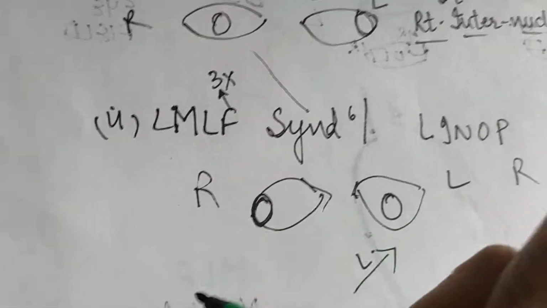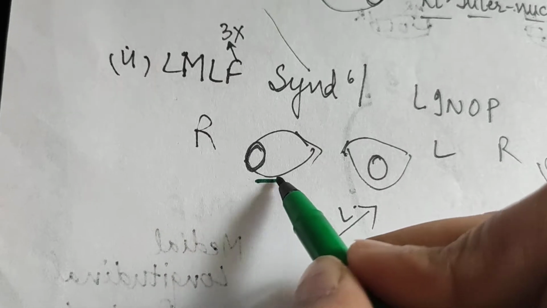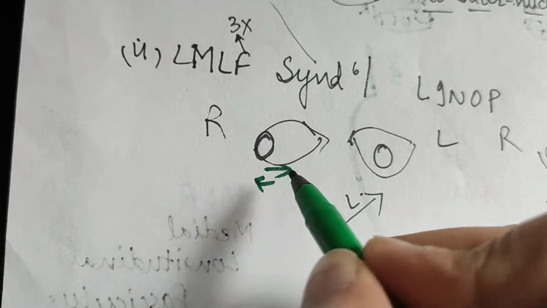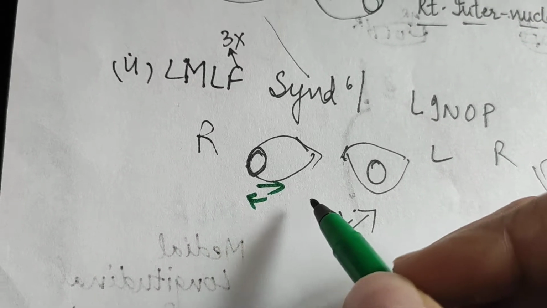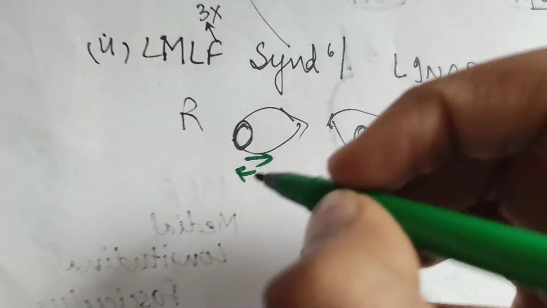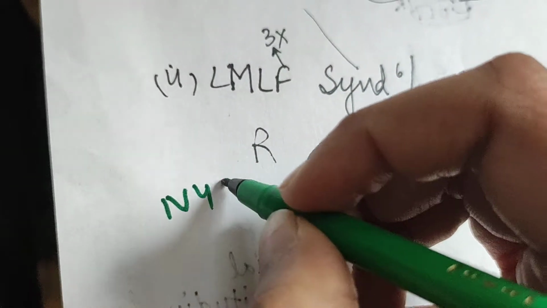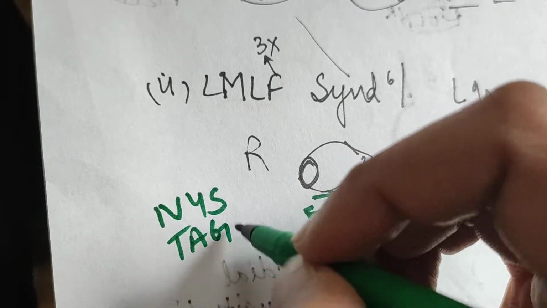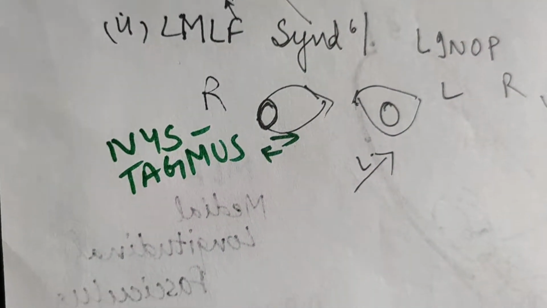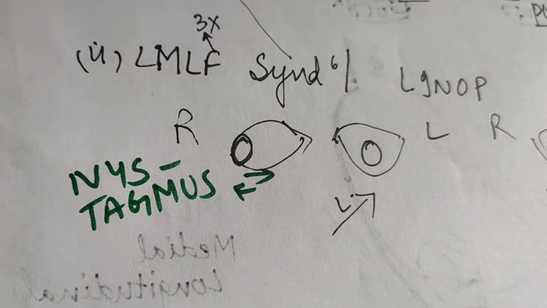This abduction movement will show a jerky movement, like it will move like this, show jerks. This will show to and fro movement. These to and fro movements and jerks are known as nystagmus. Nystagmus of the abducting eye.